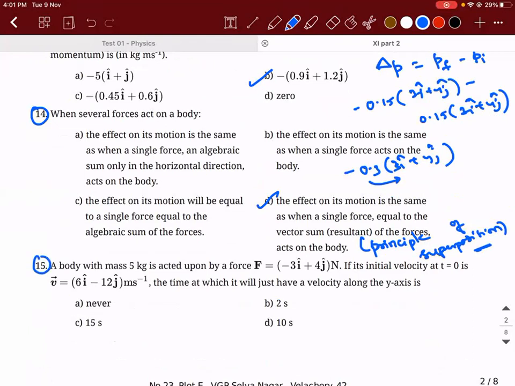An object has a mass of 5 kg and is acted upon by a force of minus 3 I cap plus 4 j cap Newton. If its initial velocity at t equal to 0 is this much value, the time at which it will just have a velocity along the y-axis is what? So how to do this? What are they asking?